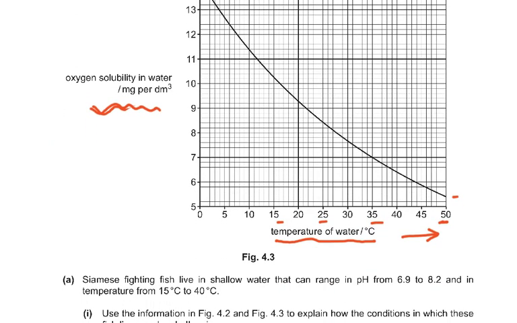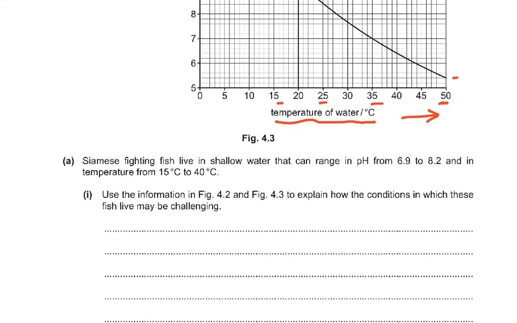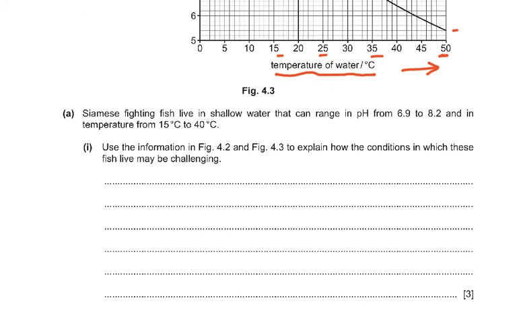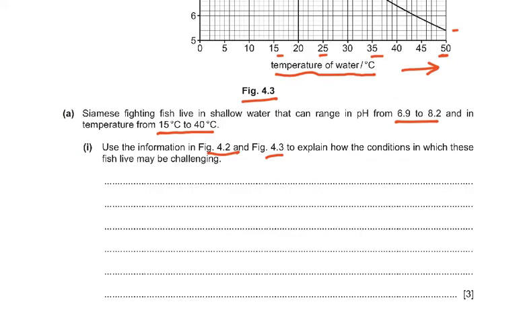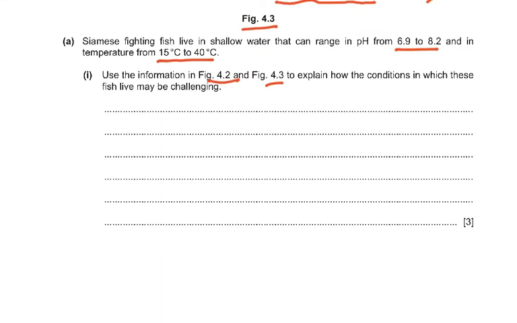Okay, let's look at the question now. When you've looked at the graphs very carefully, then you read the question and then again you go back to the graphs. Siamese fighting fish live in shallow water that can range in pH from 6.9 to 8.2 and in temperatures from 15 to 40 degrees Celsius. Use the information in figures 4.2 and 4.3. When it says you refer to these, we have a lot of this in the A levels. Use the information of 4.2 and 4.3 to explain how the conditions in which these fish live may be challenging.